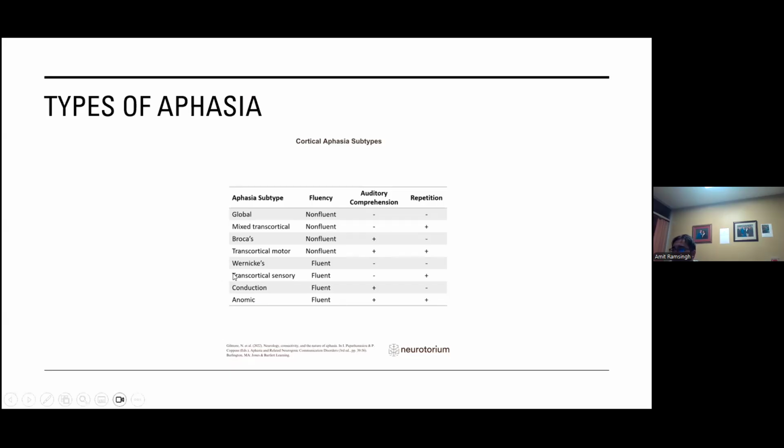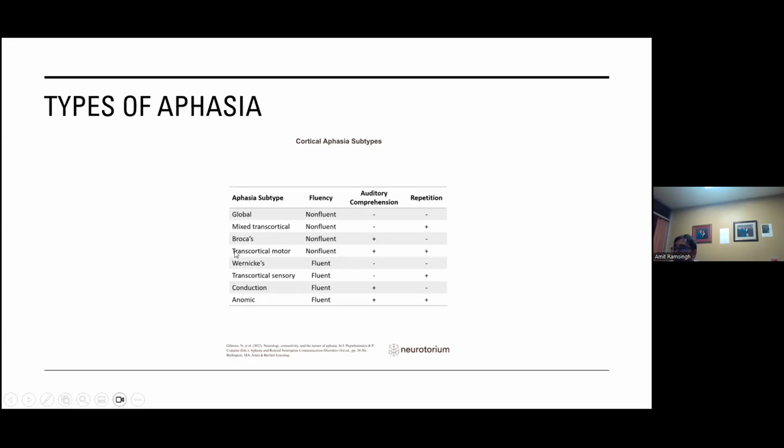Mainly to note here, with Wernicke's, the patient will present with fluent nonsensical speech, right? They would not have an intact comprehension, and they would not be able to repeat. And Broca's, again, the speech would be more pressured and non-fluent as opposed to Wernicke's. They would be able to understand, but repetition is poor.